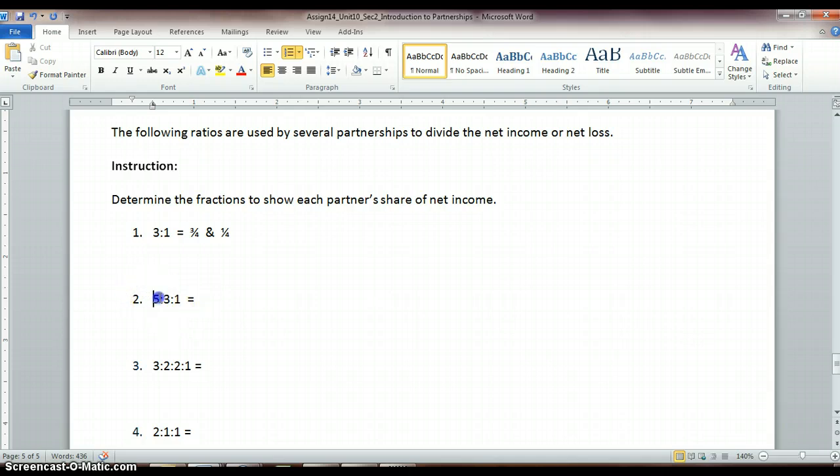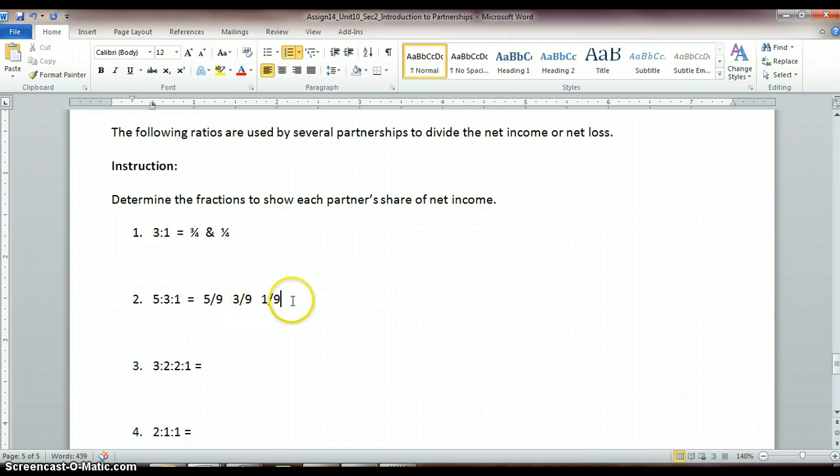So again, this looks like this partnership has 3 different partners because we've got 3 different numbers here. So again, first we add them together, so it looks like we're working with a fraction, the denominator of 9. And so the first partner is going to have 5/9 ownership. The second partner is going to have 3/9 ownership. And the last partner has 1/9 ownership.